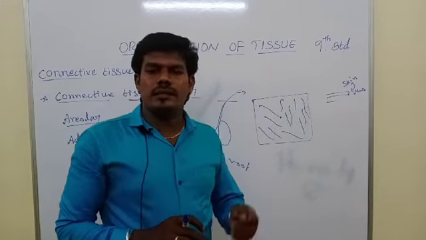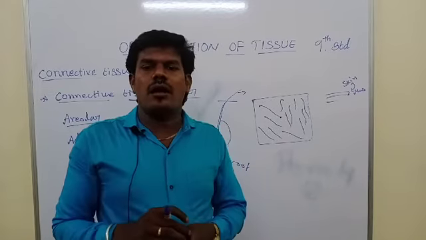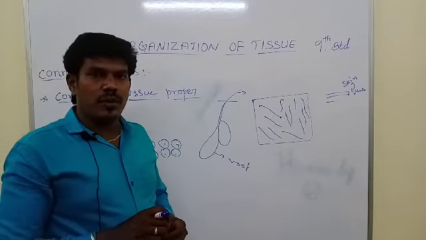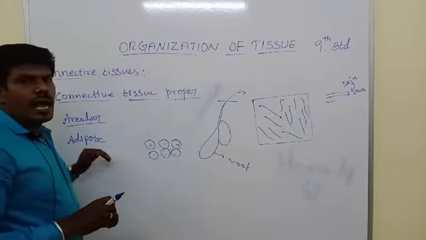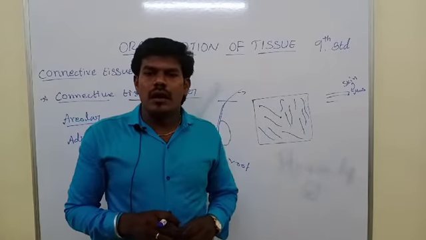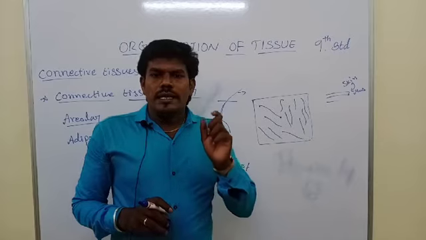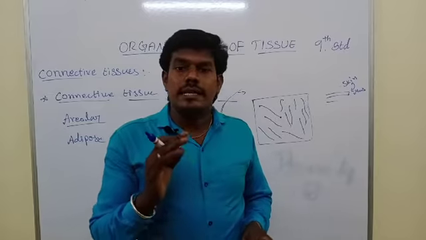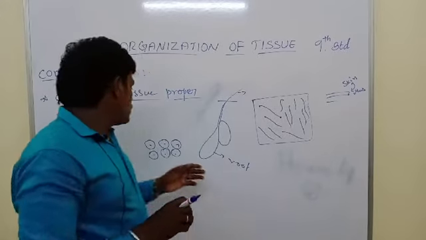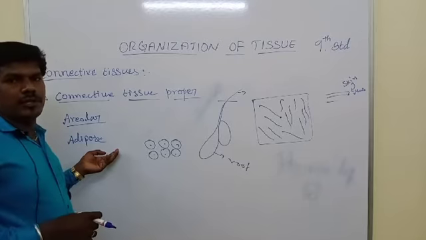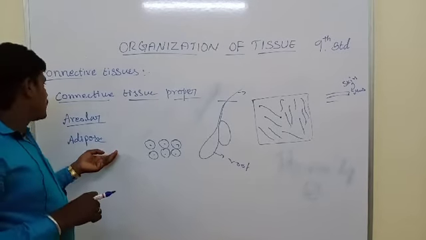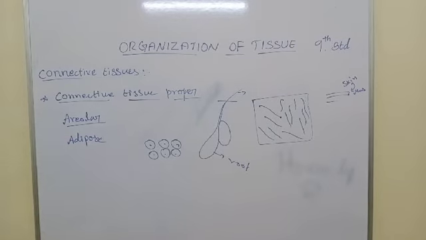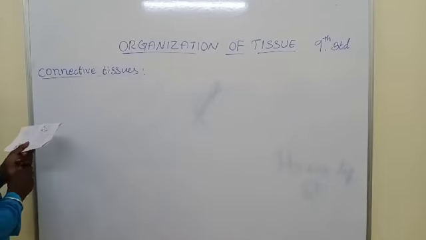Adipose tissue is found in subcutaneous tissue, between internal organs, around the heart and kidney, especially the kidney and heart, and around the eyeball. It regulates body temperature by acting as an insulator. The insulator function means it regulates the temperature. And the next one, supportive connective tissue.